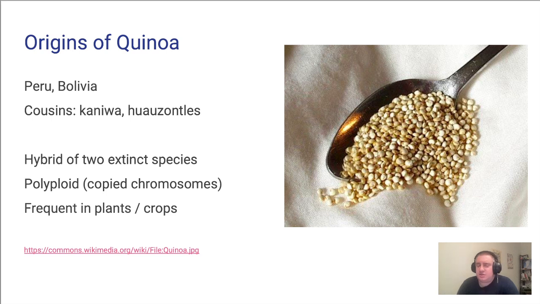It's a pseudo-cereal grain that grows in Peru and Bolivia, mostly. It's related to a few different plants, including Quinoa, which is also in Peru and Bolivia, and Huazontles, which is primarily in Puebla, Mexico at this point. That was where the conference was.